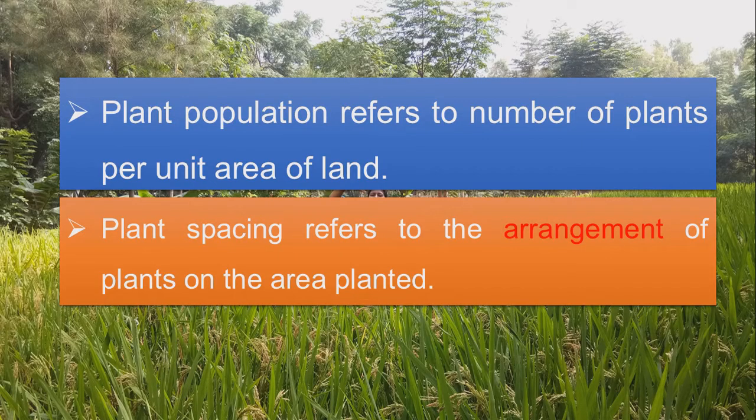Plant population refers to the number of plants per unit area of land, and plant spacing refers to the arrangement of plants on the area planted. Here plant population and plant spacing are very much required for calculating the problem, where plant spacing is usually given as 30 into 10 centimeter or 60 into 30 or 60 into 10. Based on the crop, the spacing will be different for each and every crop. So this plant spacing is much required to know the plant population.